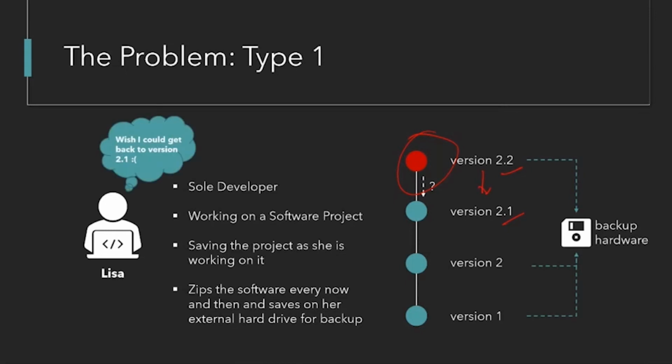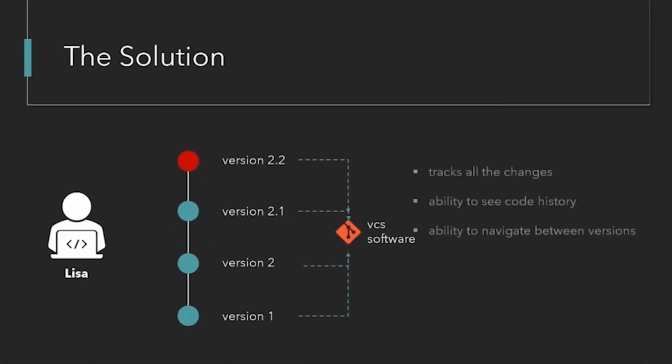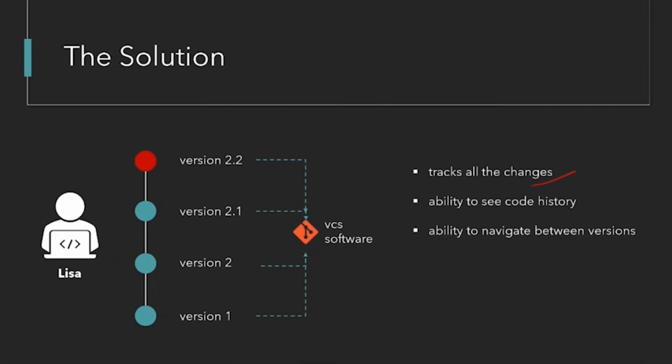Now, there is a very simple solution for that. What if in place of that external hard drive, we have a version controlling software, right? For example, Git. Git is a software which will help you in tracking all the changes automatically, without having to plug in and plug out the hard drive and remembering every time to take a backup. You'll be able to see the code history and navigate between it. Like, if you want to go back to version 2.1 and see what my source code used to look like, you can directly go ahead and see that.